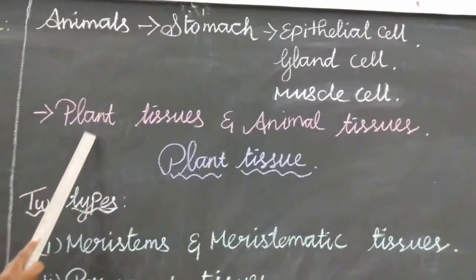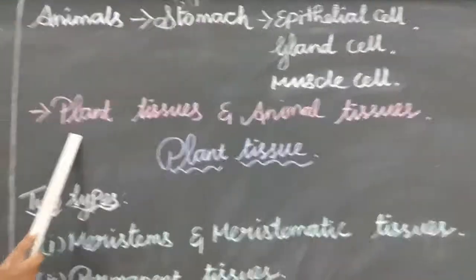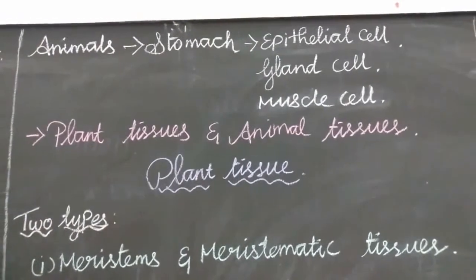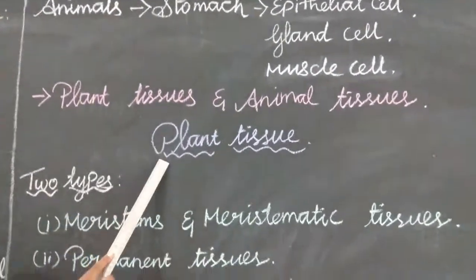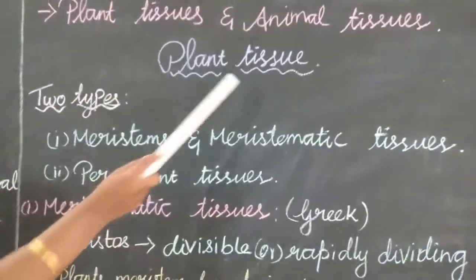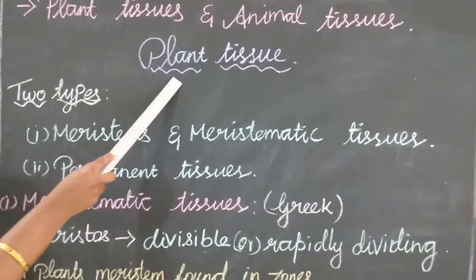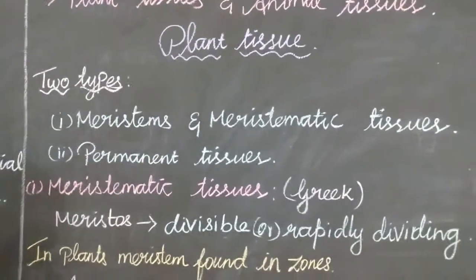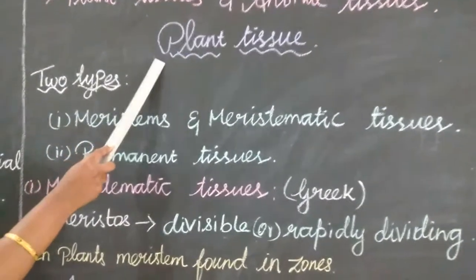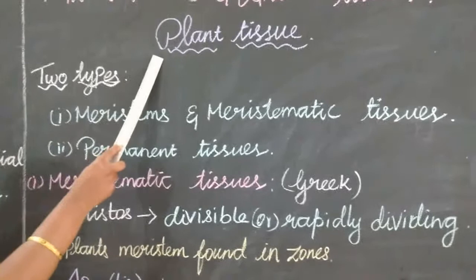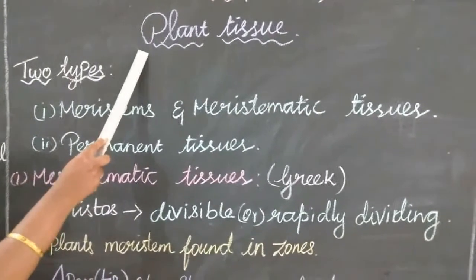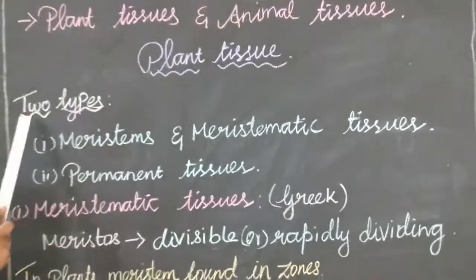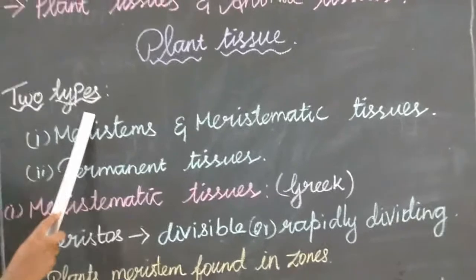Now, in this lesson, we will see plant tissues and animal tissues. The first one is plant tissue, the tissue present in the plant. First we will see details about plant tissue. Plant tissue has vegetative tissue and reproductive tissue, which are entirely different. But in our book we only see the two major common types of plant tissue system.